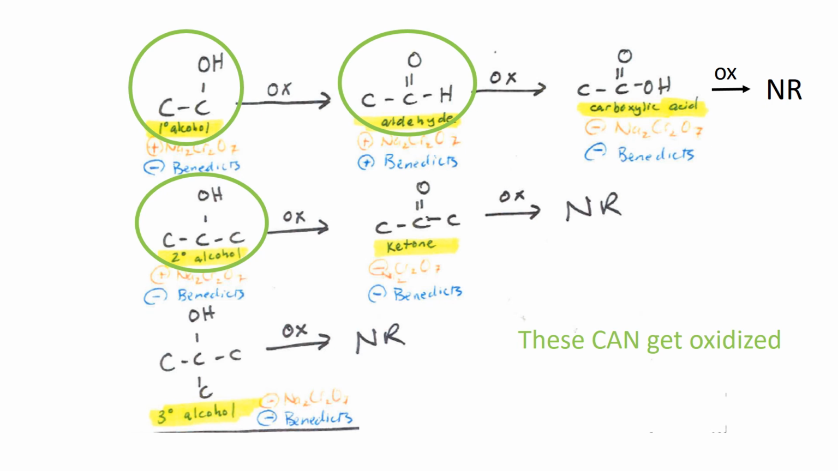But if you look at the primary and secondary alcohols, you'll notice they have a negative sign next to the word Benedict's. That tells you that those 2 types of alcohols will not react with Benedict's. They do not get oxidized by Benedict's. The 3 that are not in green circles, which are carboxylic acid, ketone, and tertiary alcohol, those do not get oxidized by any of the oxidizing agents because they don't get oxidized.